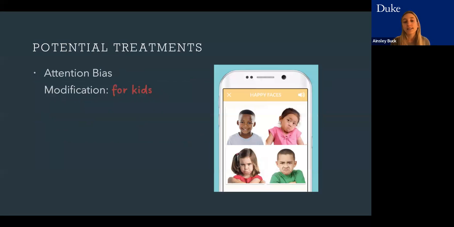So how would we do this? It might look a little something like this. So attention bias modification is a technique that's currently being employed and helps people allocate their attention differently. So if we did attention bias modification for kids, an example might look like this screen on the right, where people or children were asked to find the happy face and therefore allocate their attention away from threat in the environment, which in this case might be the three other faces.